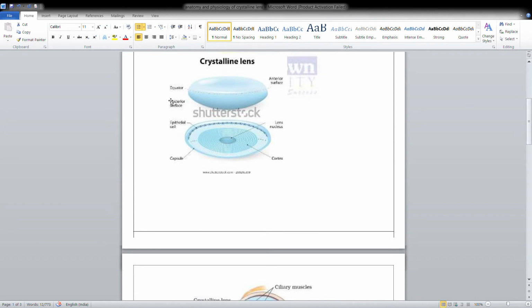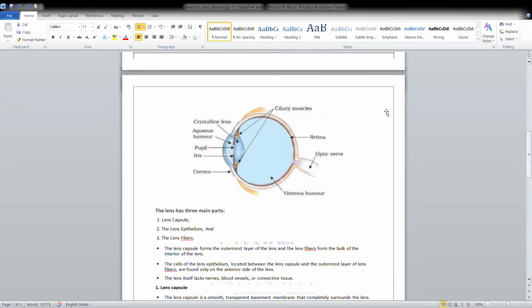This is the anterior surface and this is the posterior surface. These are cells, capsule and cortex. These are the parts, and this is the diagram of our eye. Here this one is the crystalline lens, this one is the cornea, this portion is the aqueous humor, and this portion is the pupil, and then this part is the iris, this is the retina, these are the ciliary muscle, this is the optic nerve, and this portion is the vitreous humor.